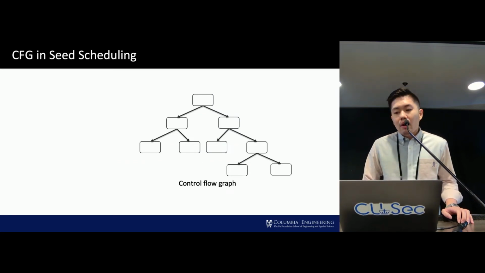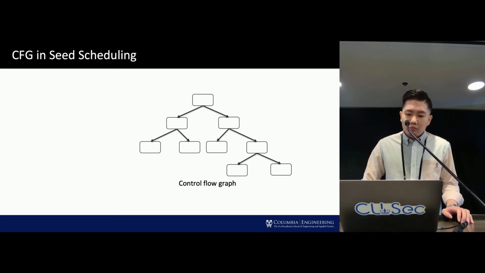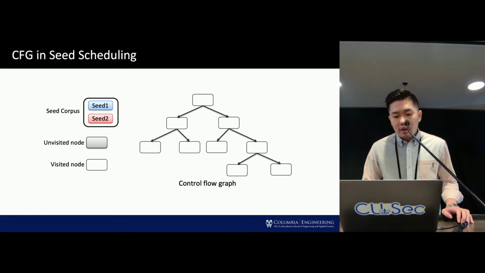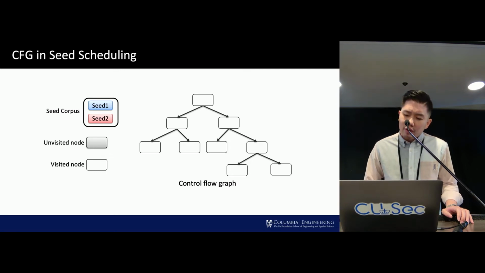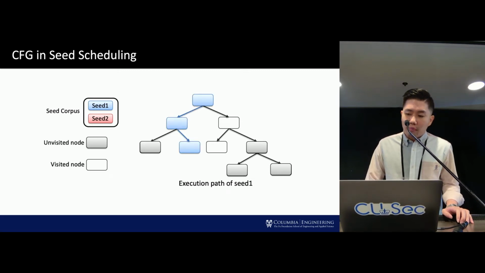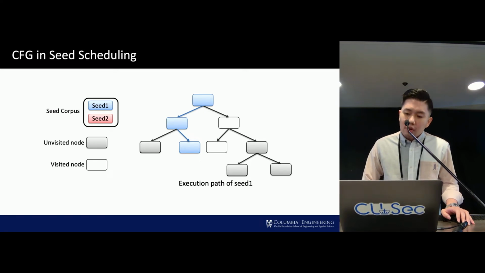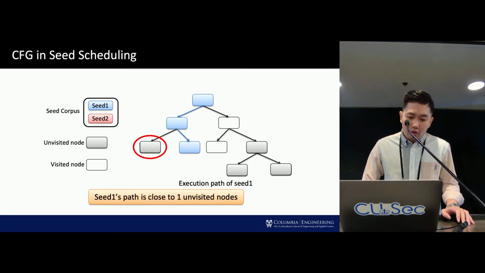Let's look at an example of how the CFG reveals potential code coverage gain. Say we have two seeds in our seed corpus, shown here. On the right we have a control flow graph of a program. We mark visited nodes in white and unvisited nodes in gray. Note that in fuzzing, we only care about unvisited nodes because we want to explore new code. Here is the execution path for seed 1, marked in blue. We can see its execution path is directly connected to a single unvisited node, as marked in the red circle.